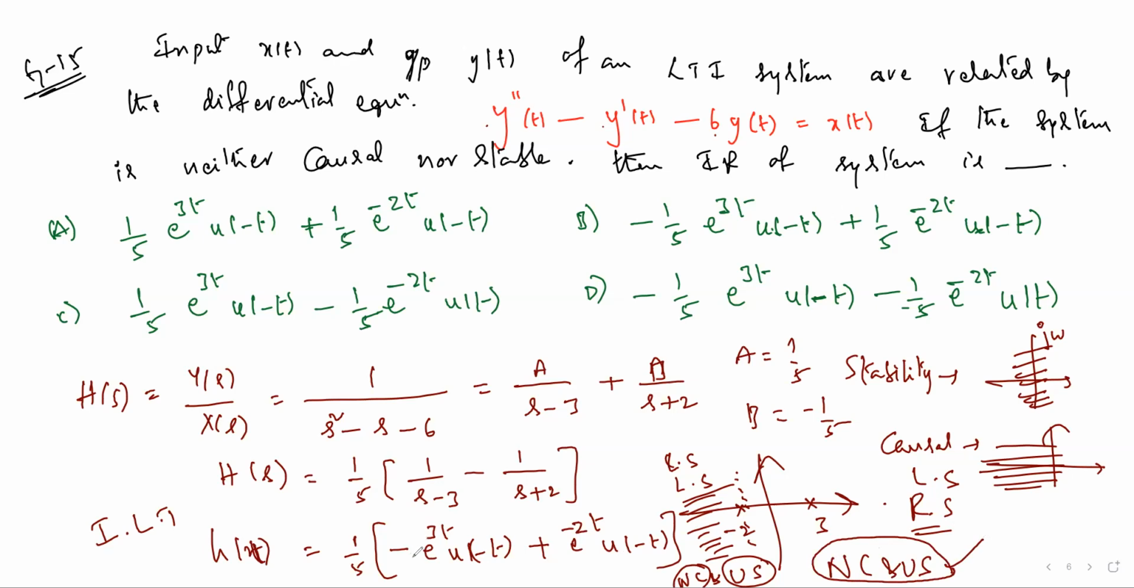Which is the right option you can put now? Minus, plus, minus, plus. Option B. Okay. Option B is satisfying this. Good, tricky question.